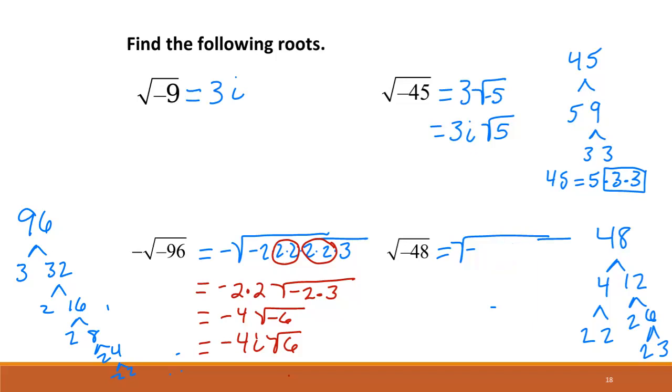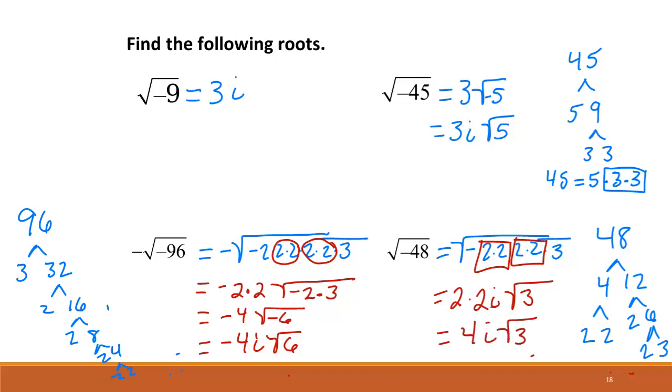So in this case, we have 1, 2, 3, 4 2s and 1 3. So we can pull pairs out. Again, when we pull the pairs out, we consider them 1 now because we're taking the square root. And I can go ahead and pull that negative by making it an i, and I'm just left with a 3 on the inside. So I get 4i square root of 3 as my final answer there.